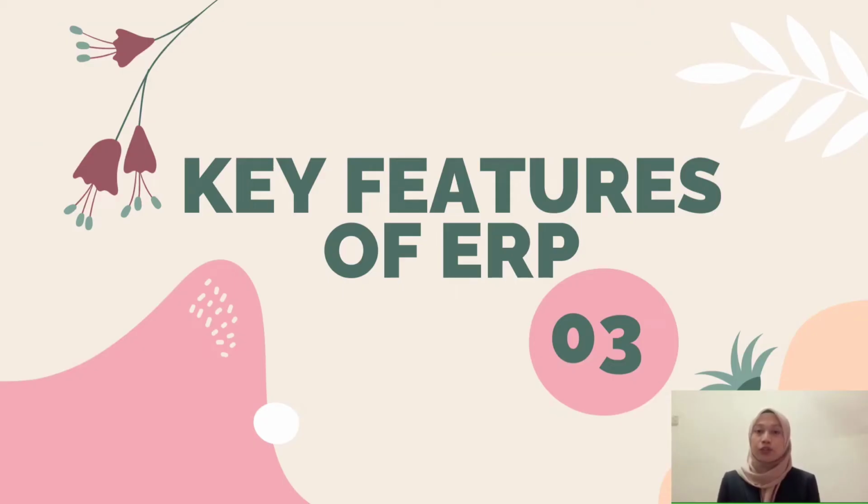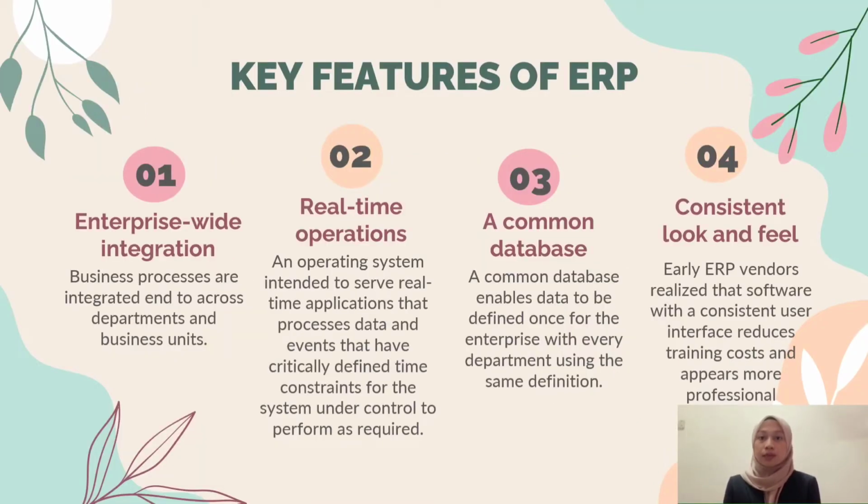I will continue the presentation with the discussion of key features of Enterprise Resource Planning (ERP). First, enterprise-wide integration. Enterprise-wide integration is where business processes are integrated end-to-end across departments and business units. For example, a new order automatically initiates a credit check, queries product availability, and updates the distribution schedule. Once the order is shipped, the invoice is sent.